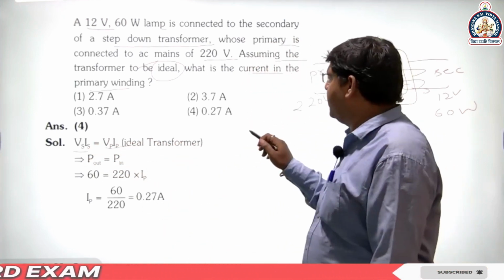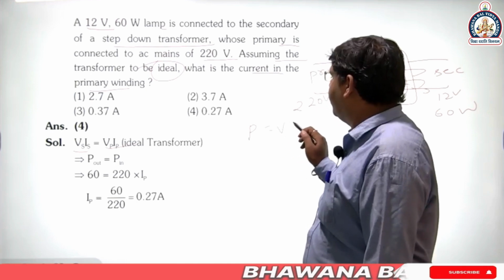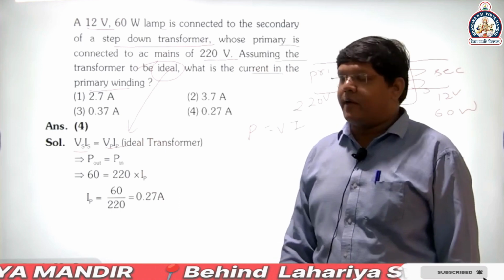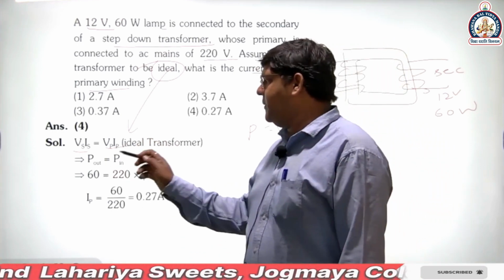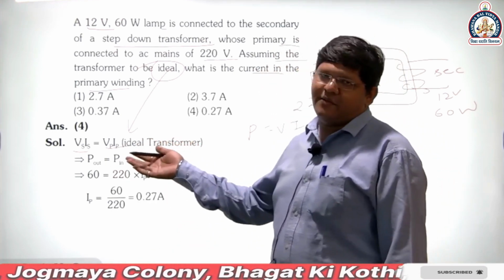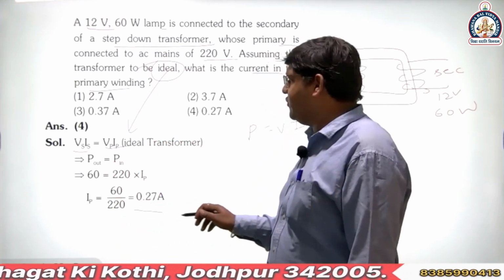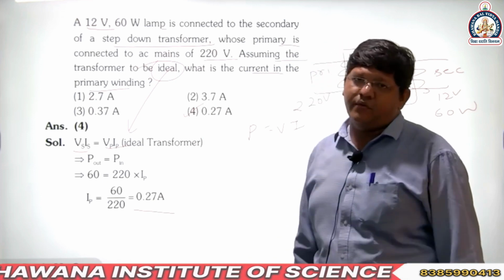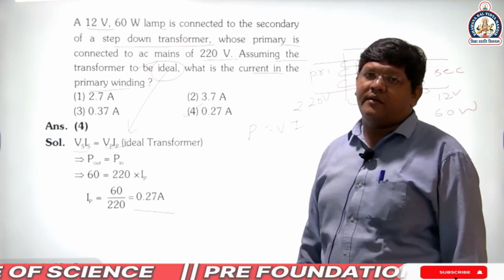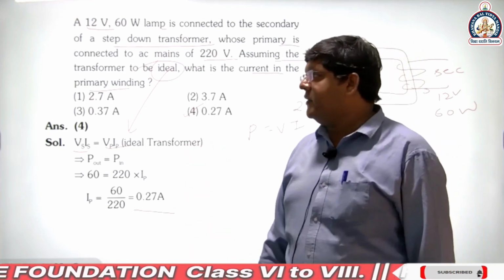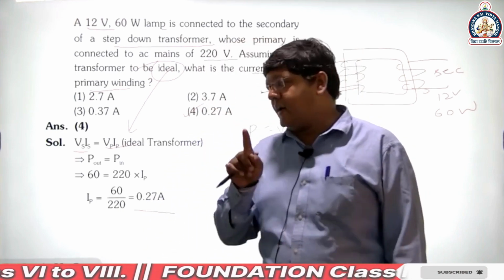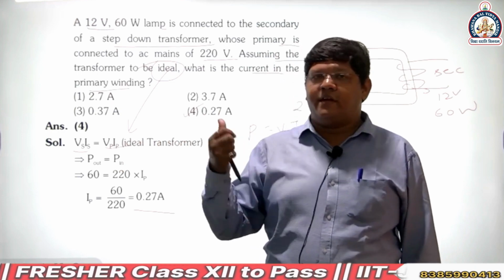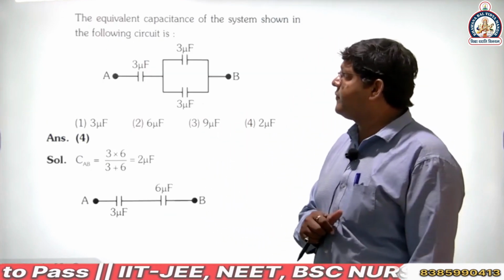Power is nothing but the product of voltage and current. Applying the condition for ideal, we get secondary power equal to primary power, output power equal to input power. Just substituting the values, we get the primary current as 2.27 ampere. That is option number 4. This is the required condition for an ideal transformer. If the transformer is not ideal, we can't equate primary power to secondary power. The concept of losses is involved in other types of questions.